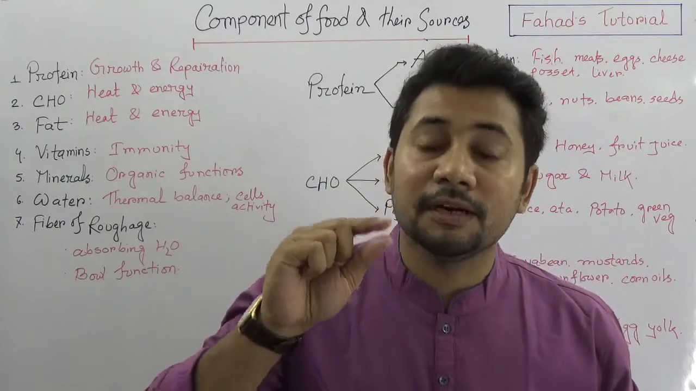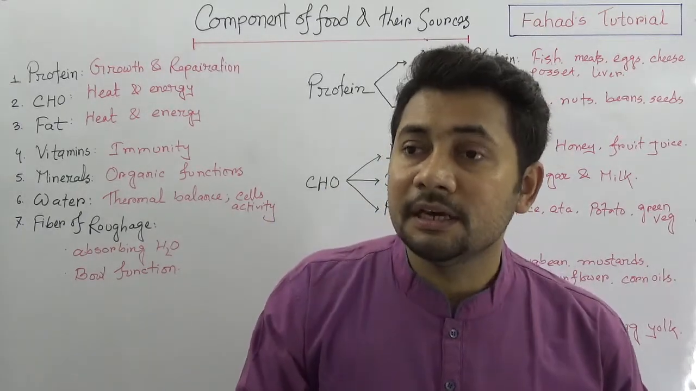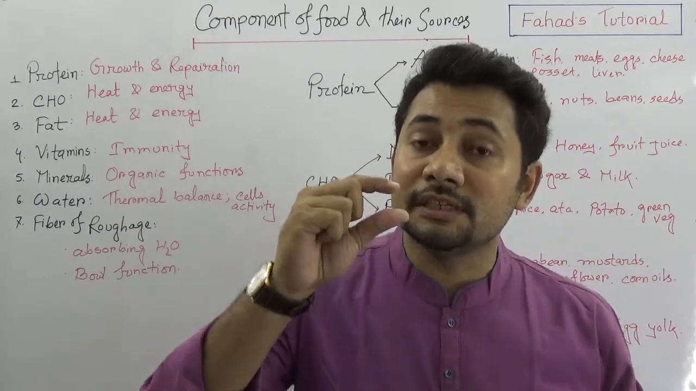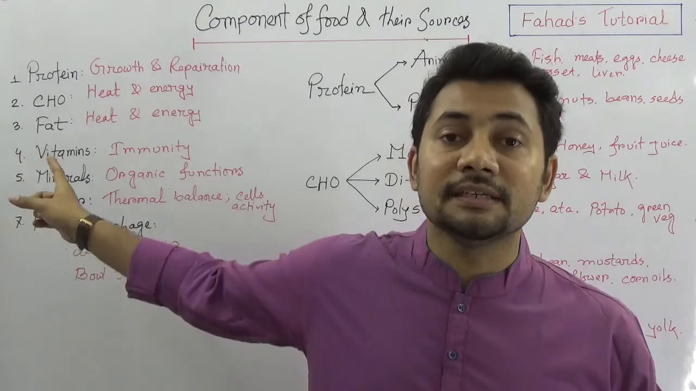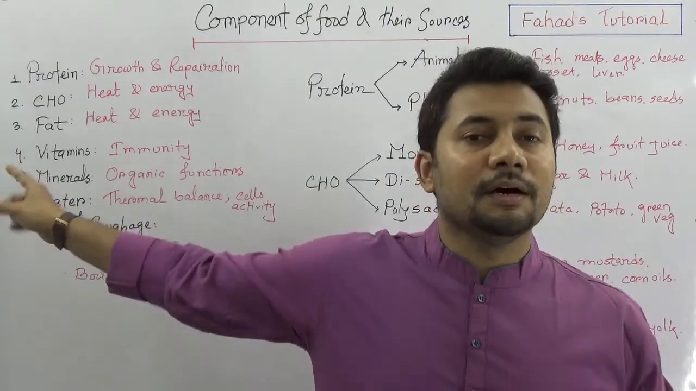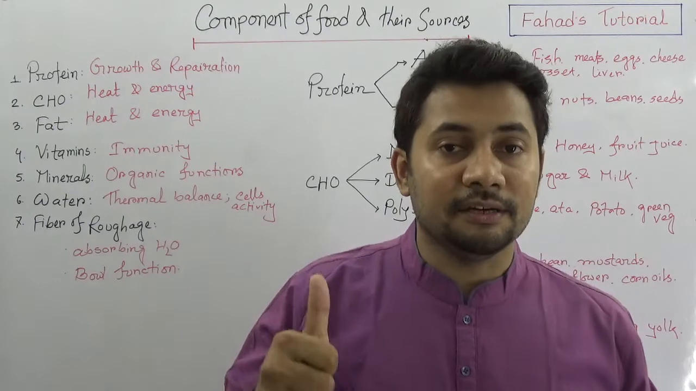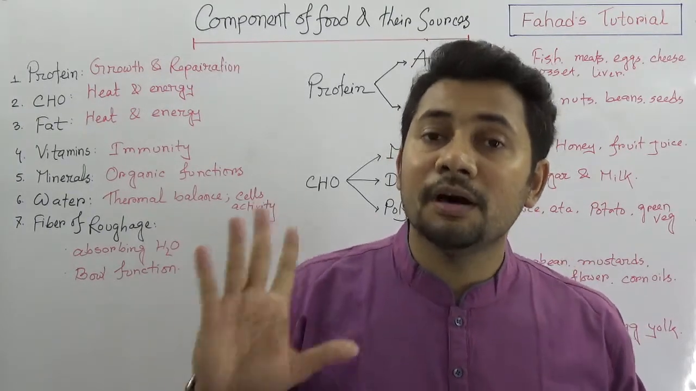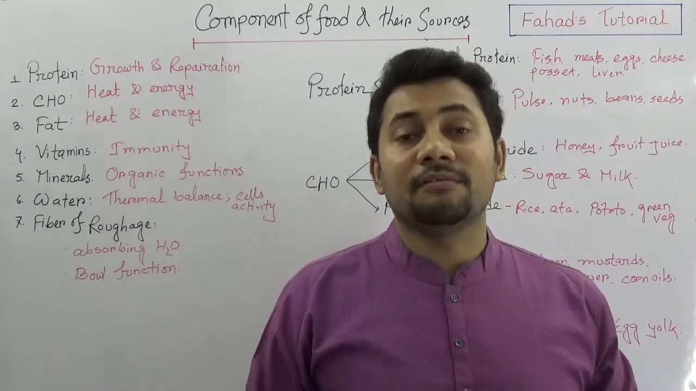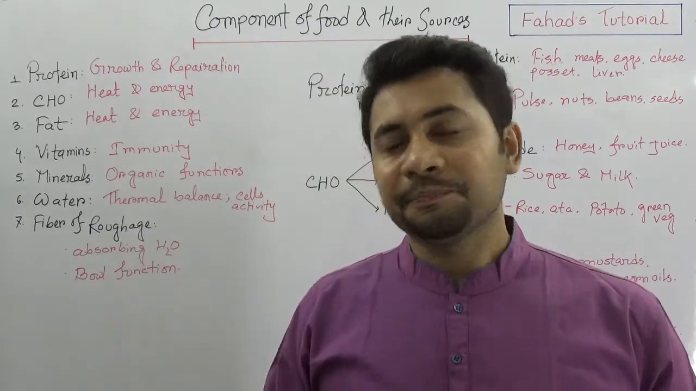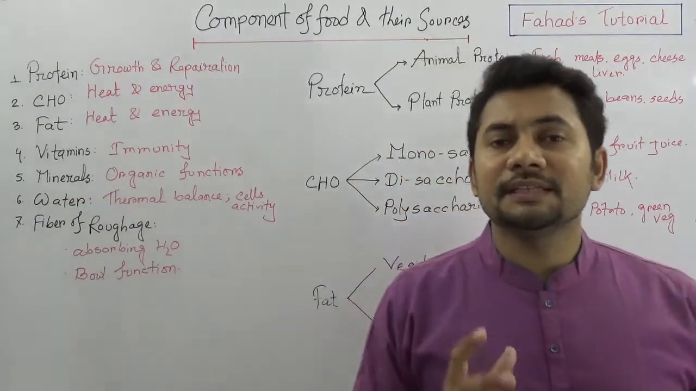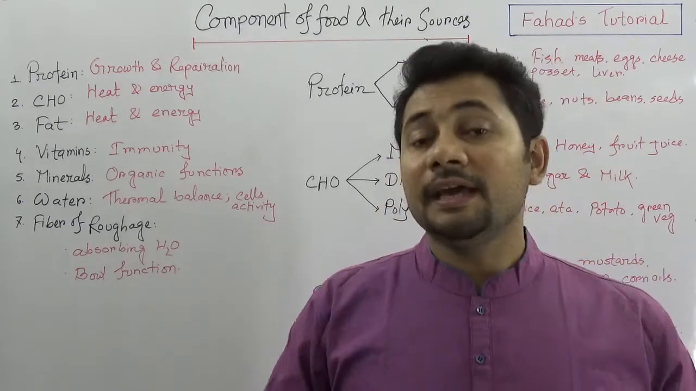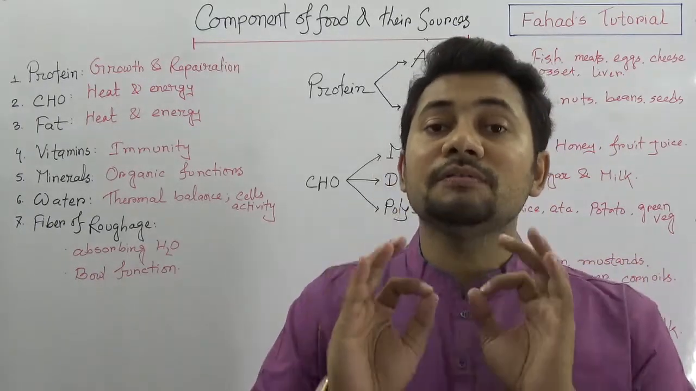So what are the food ingredients, or the food components inside the foods we usually take every day? There are actually 7: protein, carbohydrate, fat, vitamins, minerals, water, and roughage, or you can say fiber. So there are 7 components of food, and these components have their own functions.